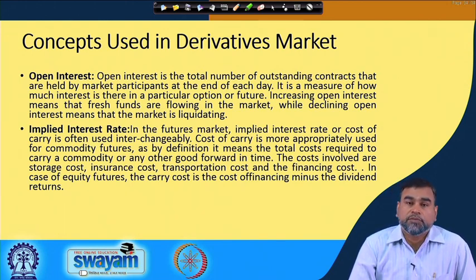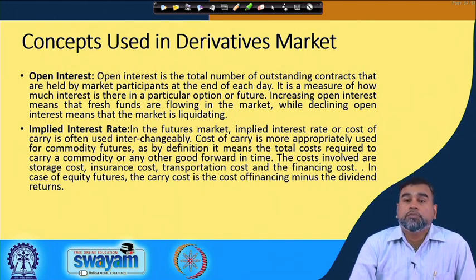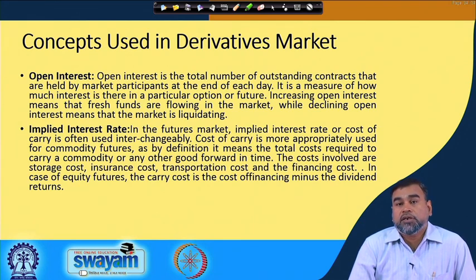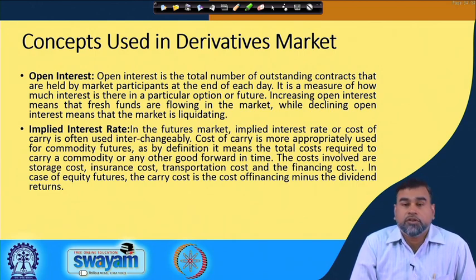What does it measure? It is a measure of how much interest there is in a particular option or future. If the open interest is increasing, that means fresh funds are flowing into the market, but if it is declining, that means the market is liquidating. Open interest is an indicator of how people are going for this kind of contract, and whether people are really trading in this particular derivatives market or not. If open interest is increasing, fresh funds are coming to the market and more people are trying to take positions.